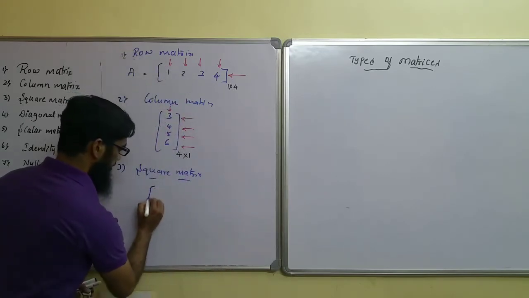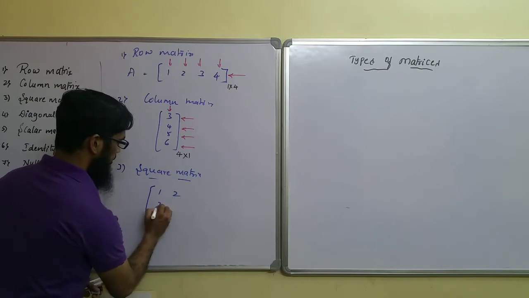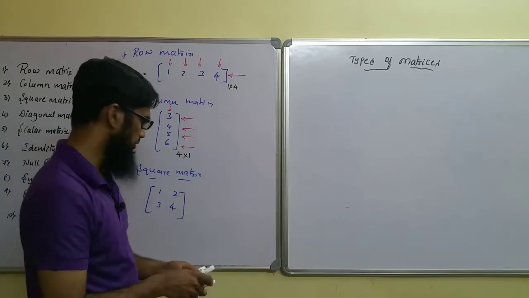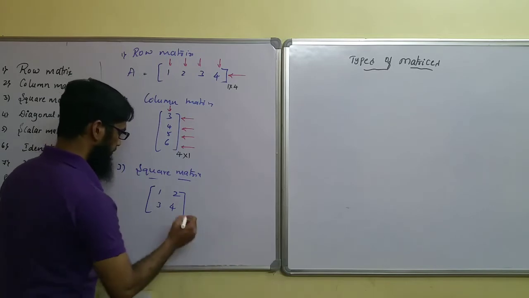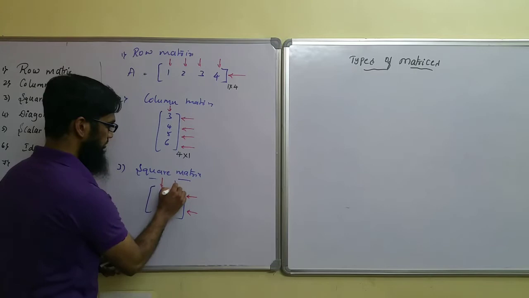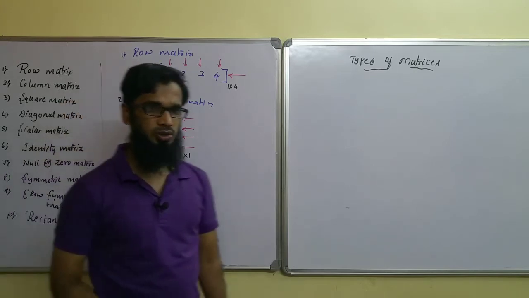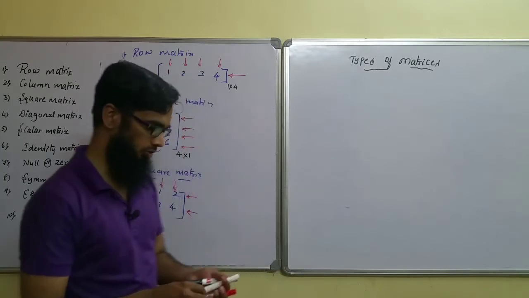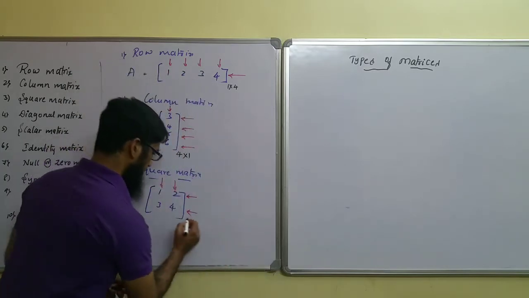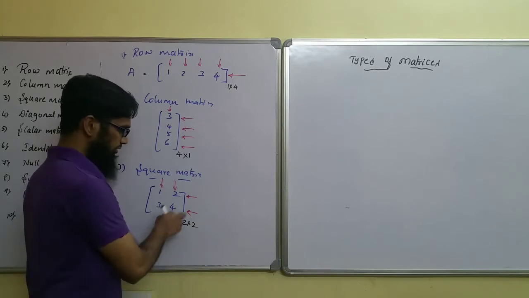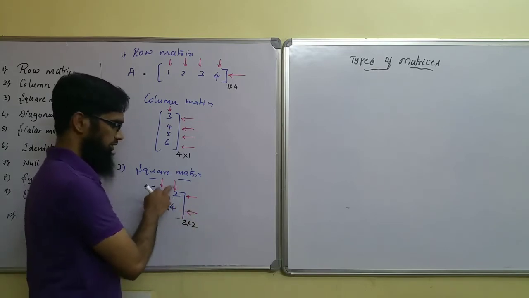For example, if I take 1, 2, 3, 4, you can see in this matrix there are 2 rows. This is row 1, this is row 2, and you can see there are 2 columns. So since it is a 2 cross 2 matrix, it is a square one. Here, these 2 represent the number of rows, and these 2 represent the number of columns.